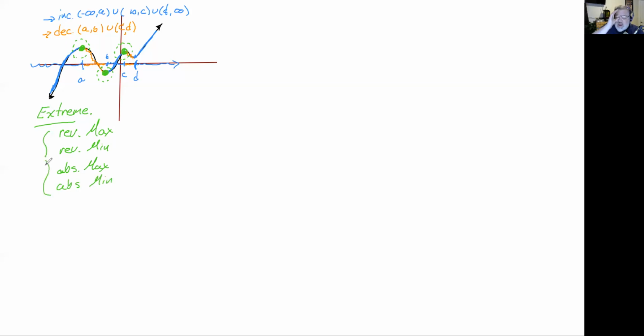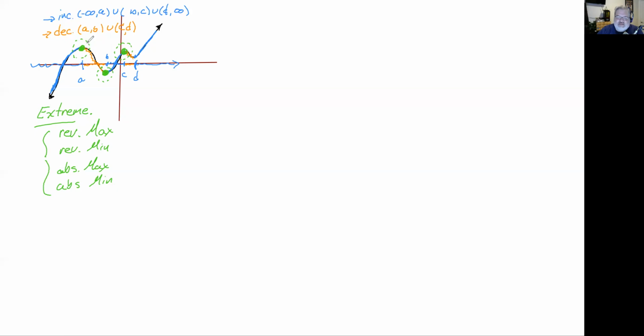So you could be asked, find the absolute maximum, find the relative minimum. You could be asked them separately. But if you're ever asked to find the extrema, you're finding all relative and absolute, all local and global mins and maxes. So extrema covers all of them.